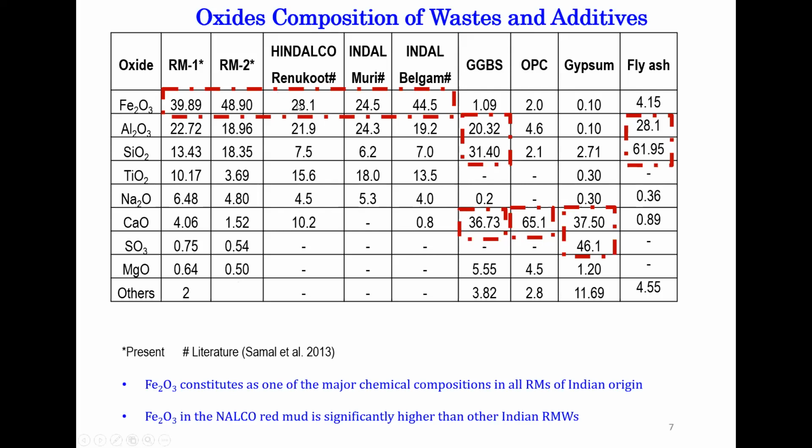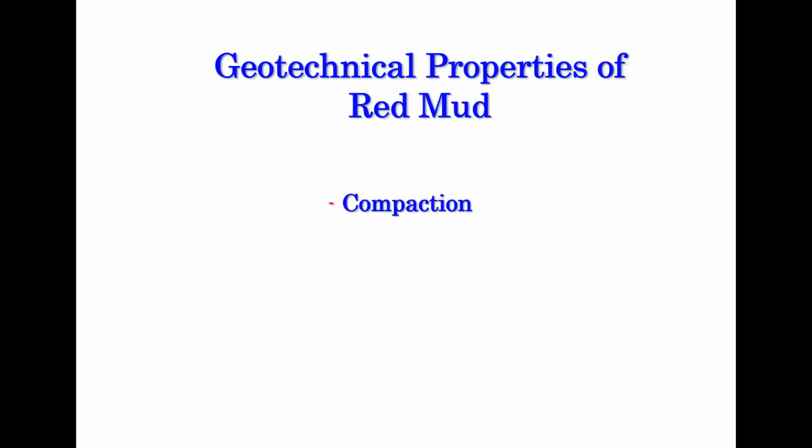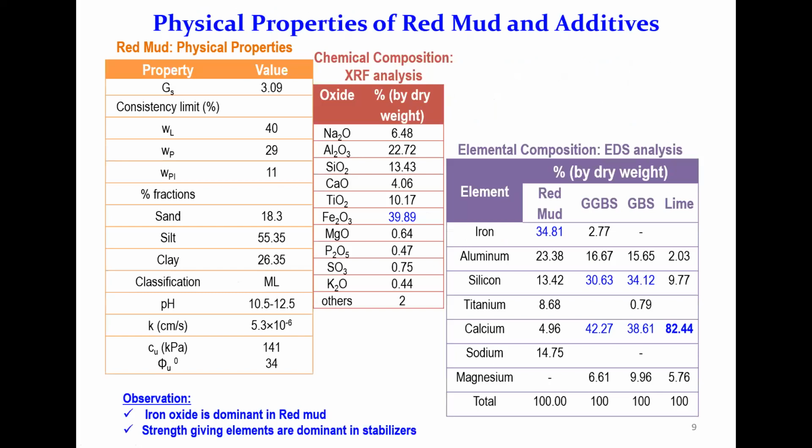Because if this is the variance of the oxide composition in the waste materials, can we fix a particular content of the additive, say 4% or 5% and so on and so forth? So just to demonstrate, I'm going to present the outcome of the research on the red mud. So these are the physico-chemical and mineralogical compositions of the red mud.